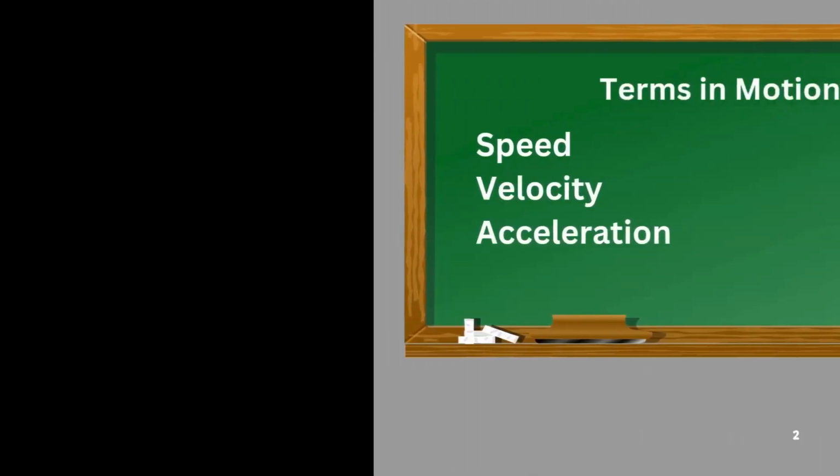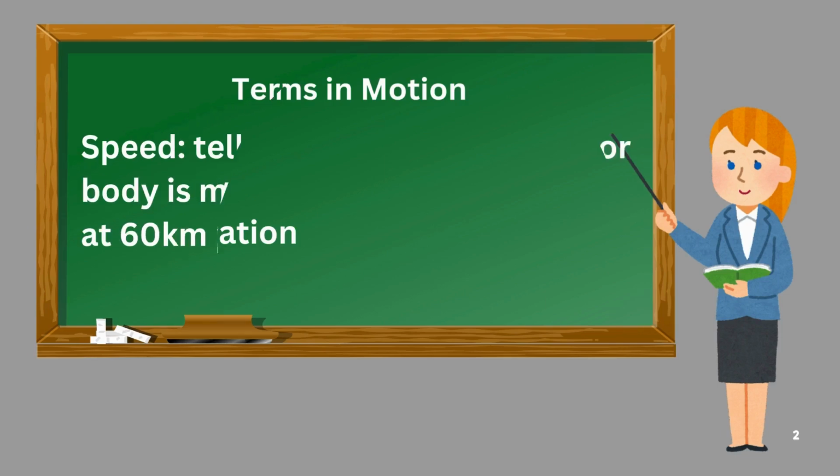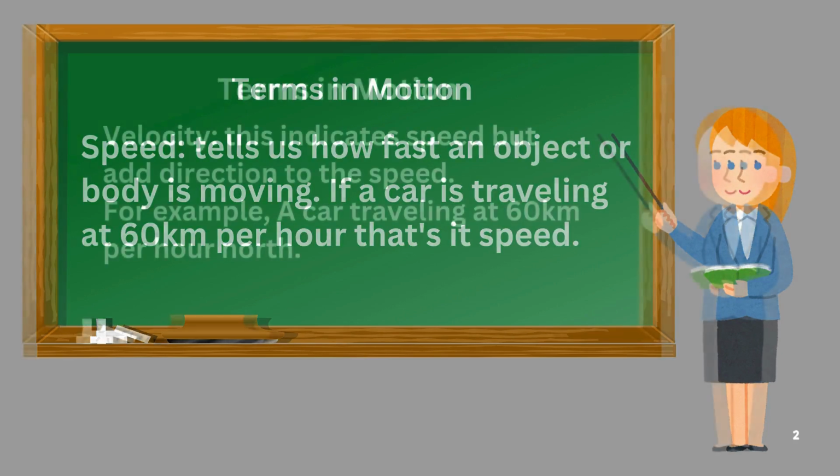There are some important terms in motion that we must understand, which are speed, velocity, and acceleration. Speed tells us how fast an object or body is moving. If a car is traveling at 60 kilometers per hour, that's its speed.